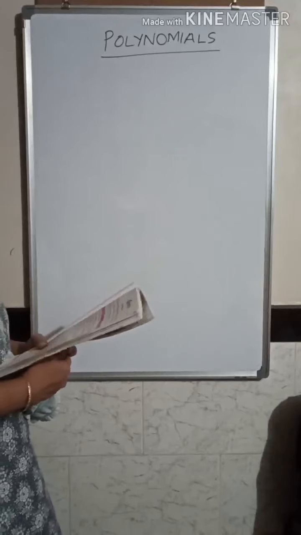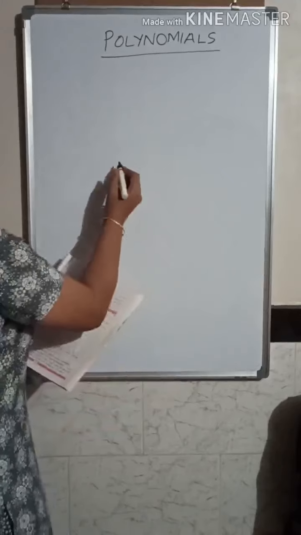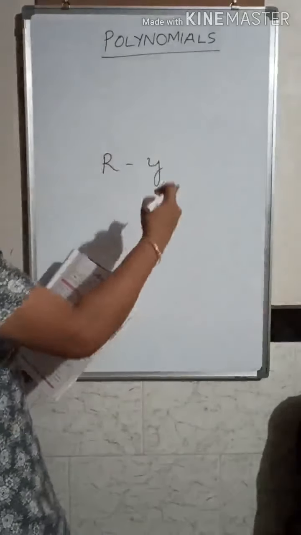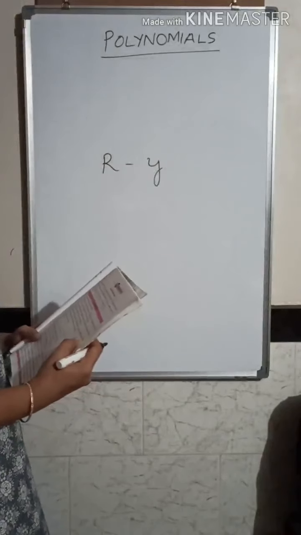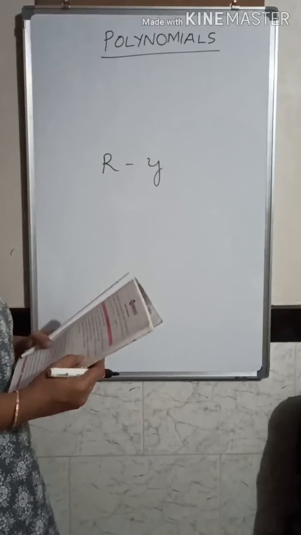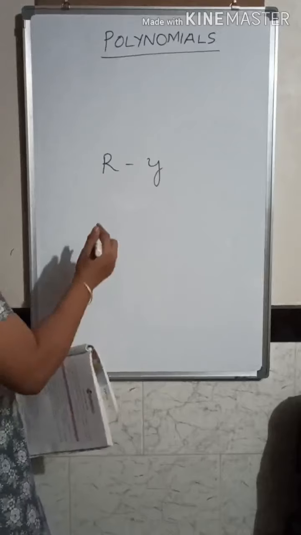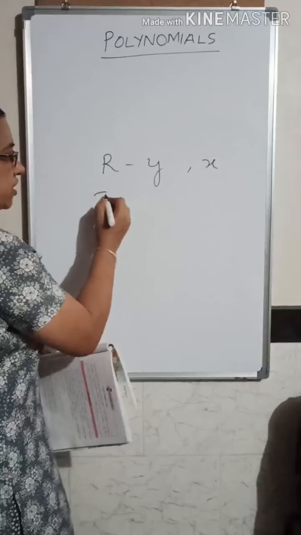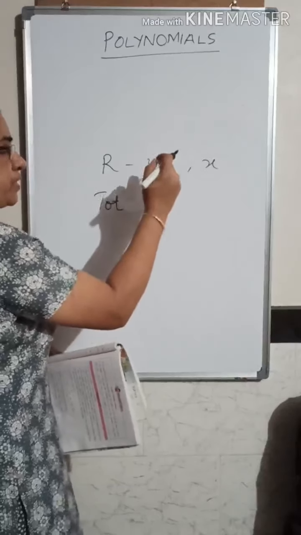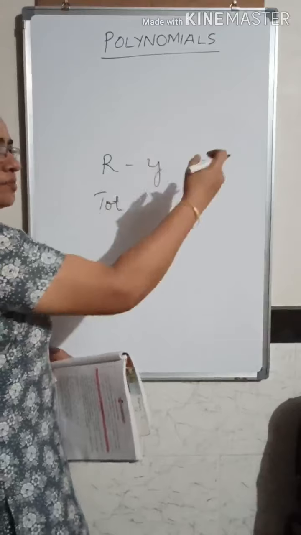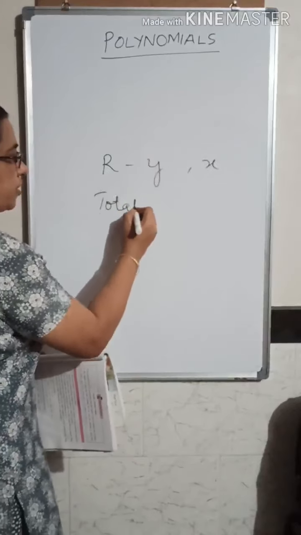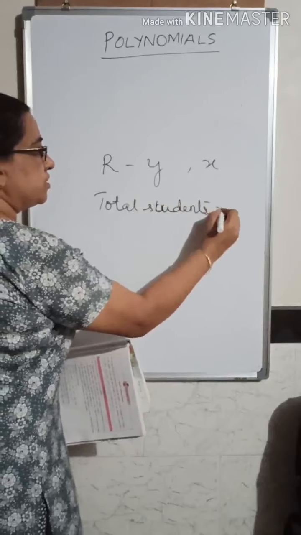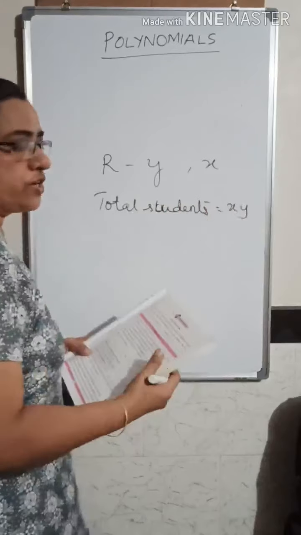So what they have told is there are Y students in each row, and X such number of rows are given, and you have to frame the equation for the number of students in the parade. So if you have got X number of rows having Y students, then the total number of students will just be given by the number of students in each row multiplied by the number of rows. So you only have to write total students is equal to X into Y. So this will be your equation.